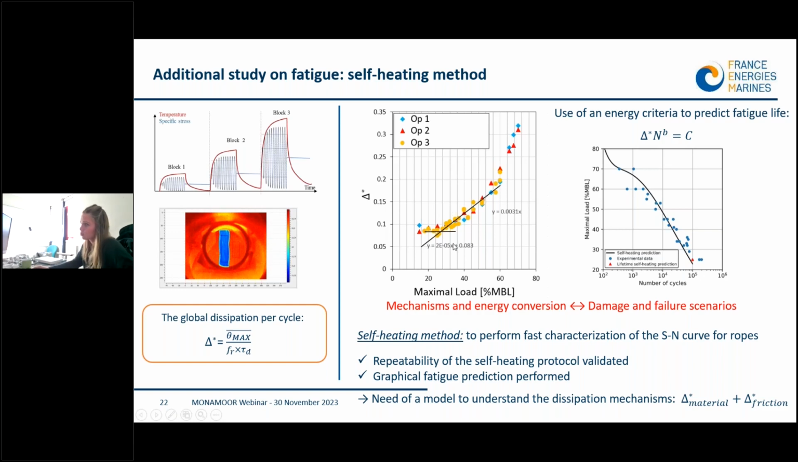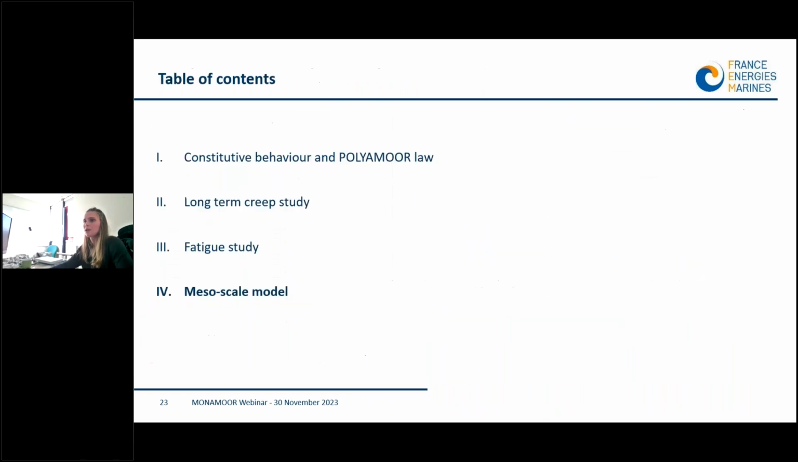And so we still have work to perform on this analysis, this self-heating method, to understand more the different dissipation mechanisms of this curve, and to be able to propose a reliable prediction. And so I will just be quick here.